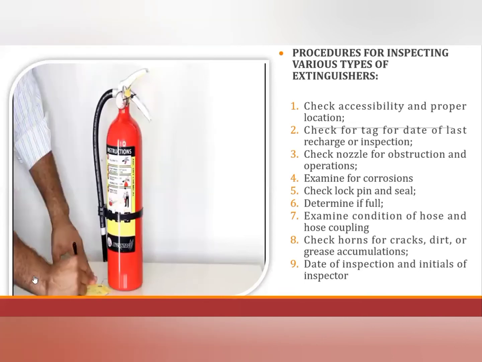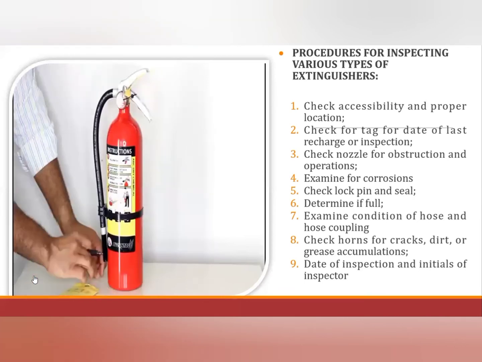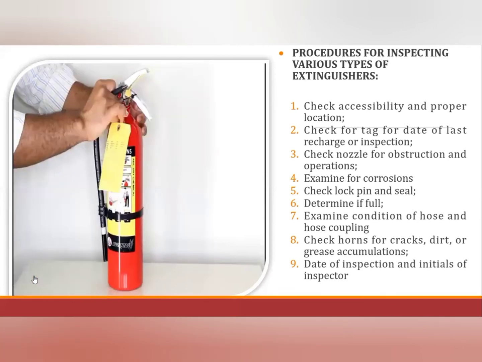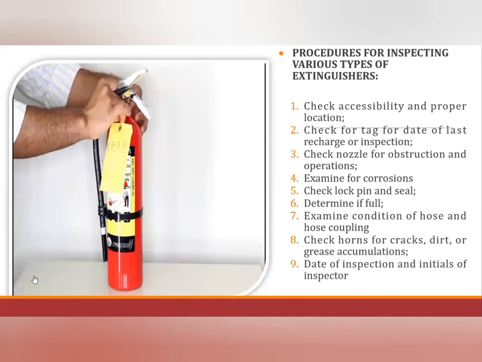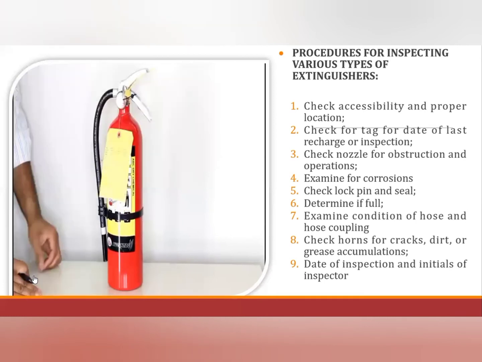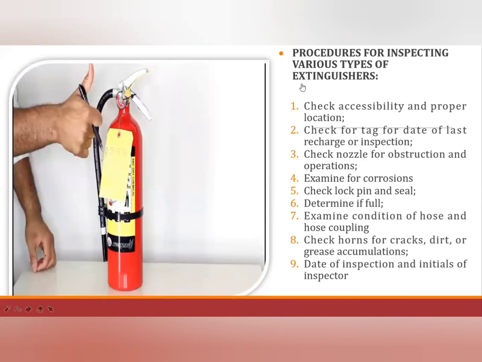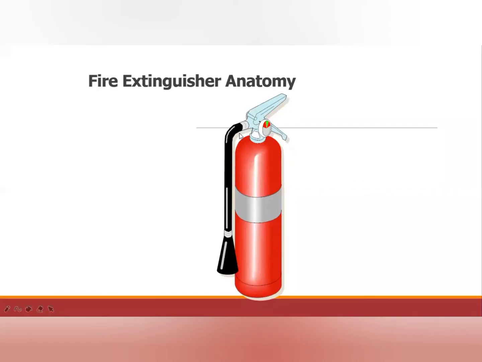Finally, initial and date the month for inspection card and secure the extinguisher. Remember, all extinguishers are to be visually inspected monthly. This ensures a safe working environment. Let us talk about fire extinguisher anatomy.